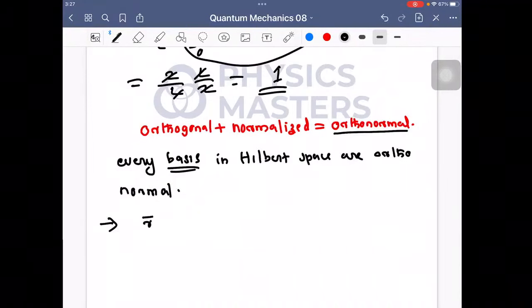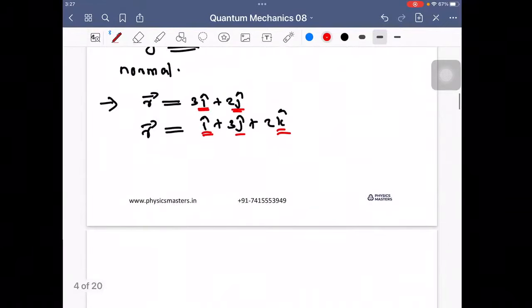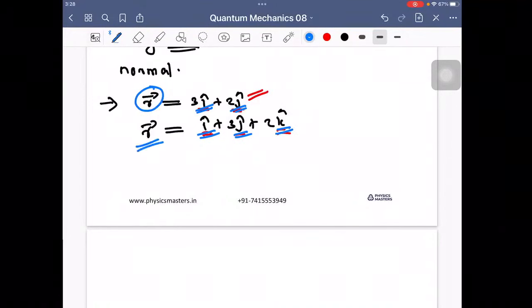in 2D, we can write some vectors, like we have already written R equal to 3i cap plus 2j cap. In 3D, we have written another vector R is equal to i cap plus 3j cap plus 2k cap. Okay. So by using these base vectors, you can write an infinite number of other vectors. So this is known as linear combination. Here we have linearly combined i cap and j cap, so we got a vector R. Here we have linearly combined i cap, j cap and k cap, meaning we have linearly combined the base vectors and we got another vector R.